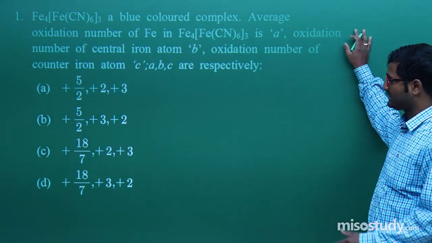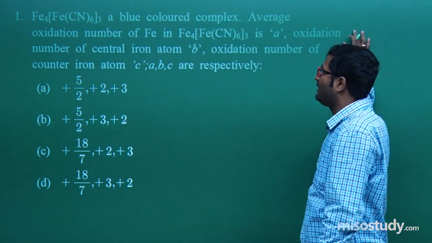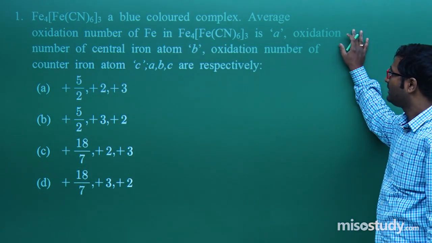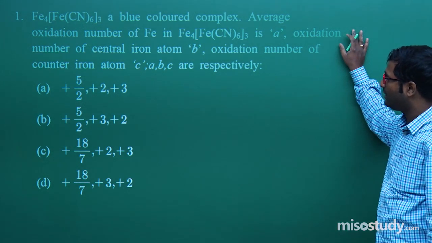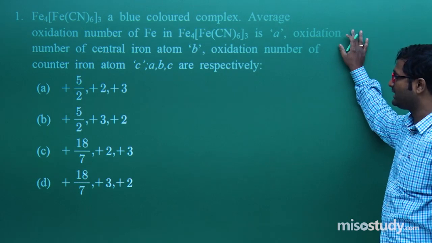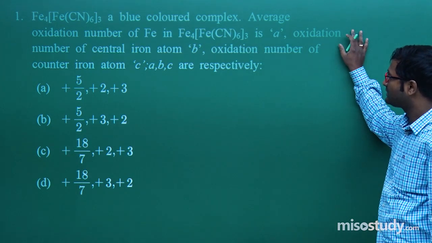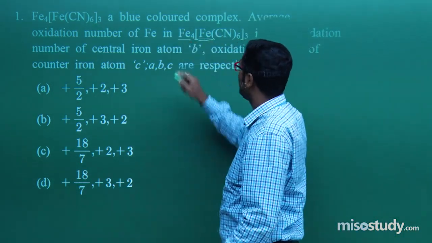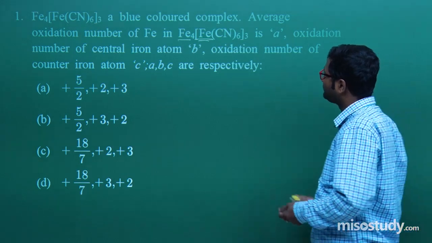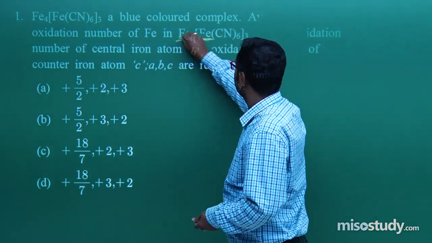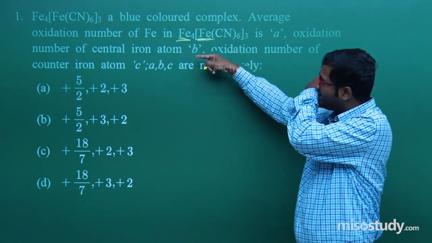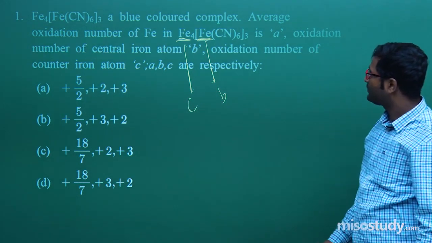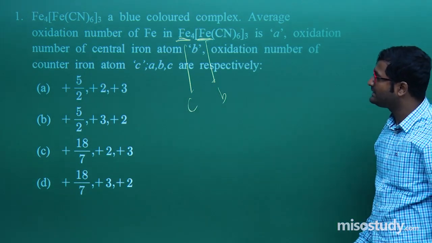A blue colored complex Fe4[Fe(CN)6]3. In this blue colored complex, the average oxidation number of Fe is A. The oxidation number of the central iron atom is B. And the oxidation number of the counter iron atom is C. This one is central and this one is counter, that is this one is B and this one is C. We have to find out the values of A, B, C respectively.